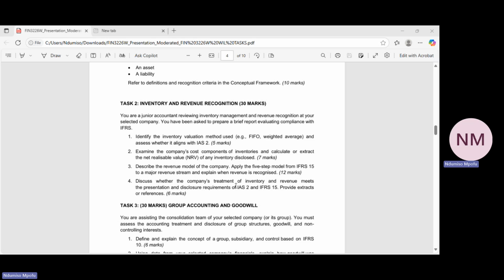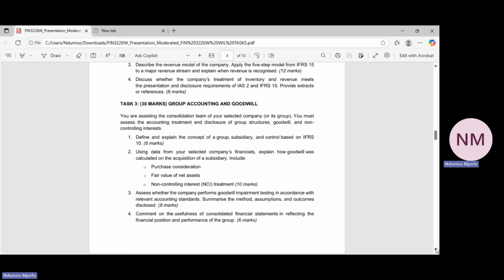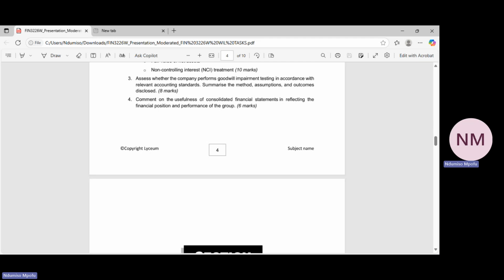Then number 4, discuss whether the company's treatment of inventory and revenue meets the presentation and disclosure requirements. Provide extracts or references in your discussion. This is generally your opinion based on the financial statements that you reviewed. You first discuss in terms of inventory. Ensure that the points that you raise are worth 3 marks, because question 4 is worth 6 marks. So your discussion for revenue will be 3 marks. Your discussion for inventory will also be 3 marks. Ensure that you raise enough points. I'm trying to move quickly so that I cover everything because of time.